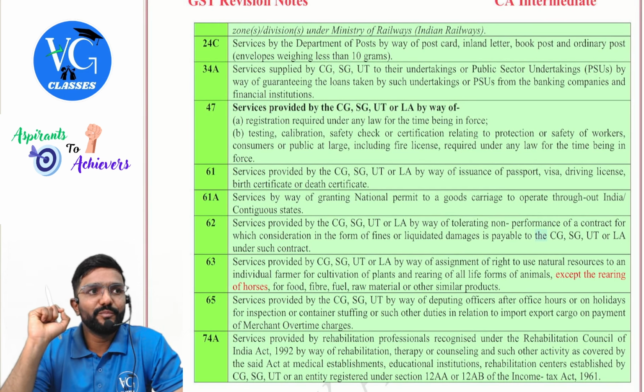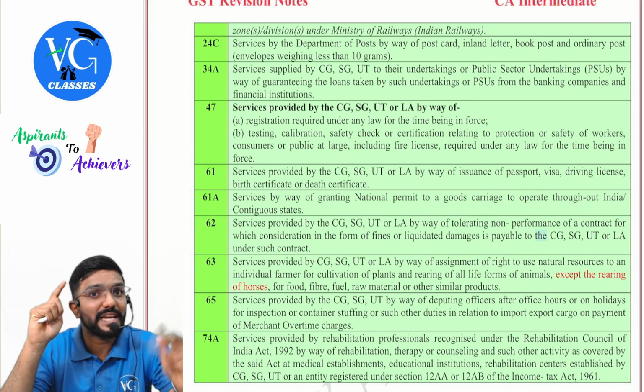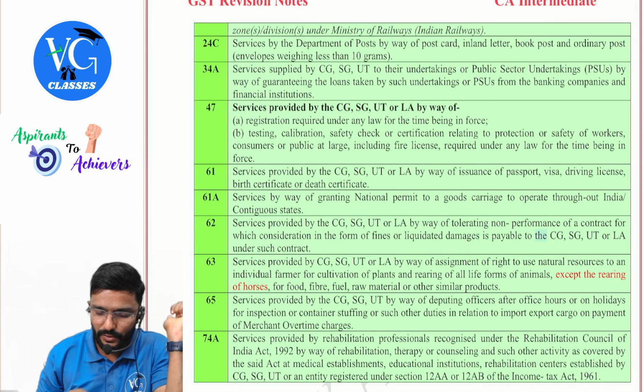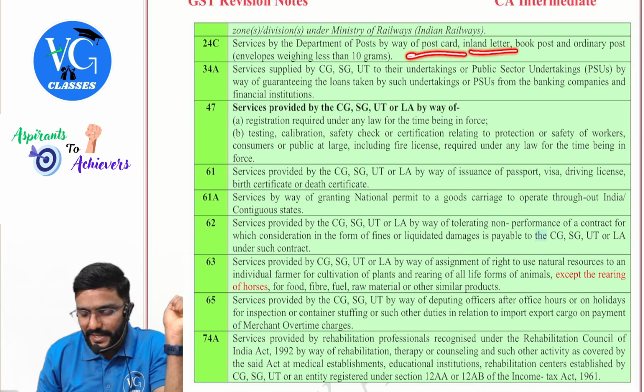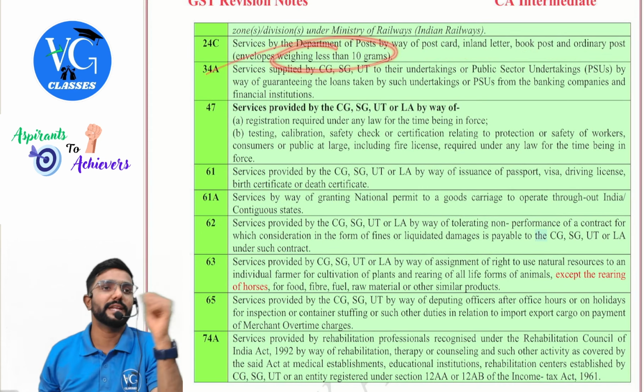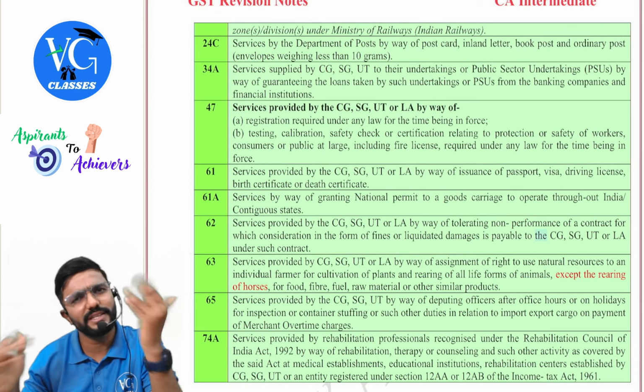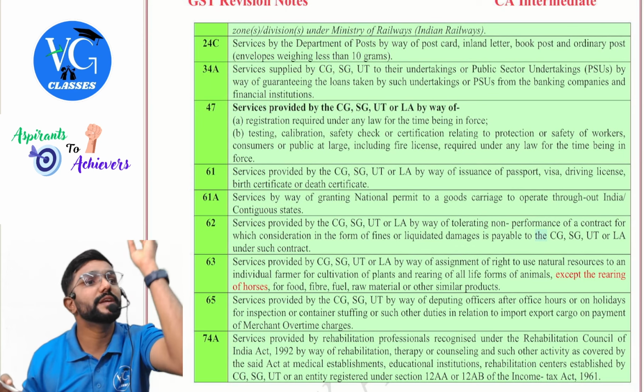Services by the Department of Post by way of, see, services of Department of Post, I told always taxable under forward charge, but only some small services they have told are exempt. What are those? By way of postcard, inland letter, book post or ordinary post weighing less than 10 grams. In any other case, it is taxable. Yes, taxable under FCM.